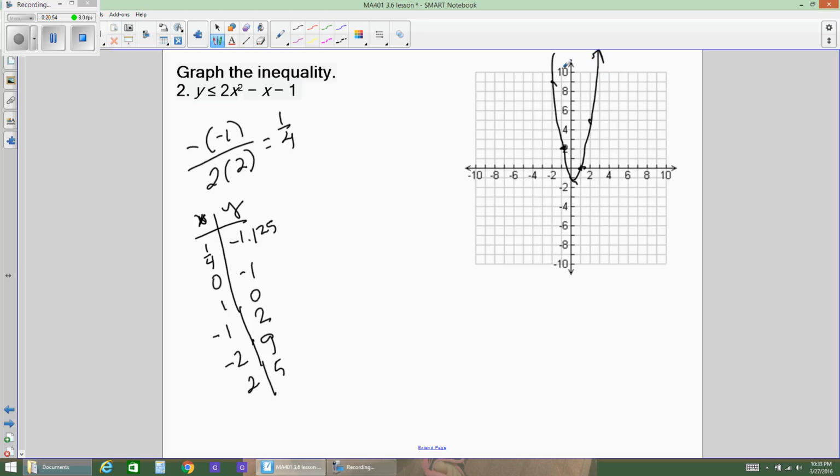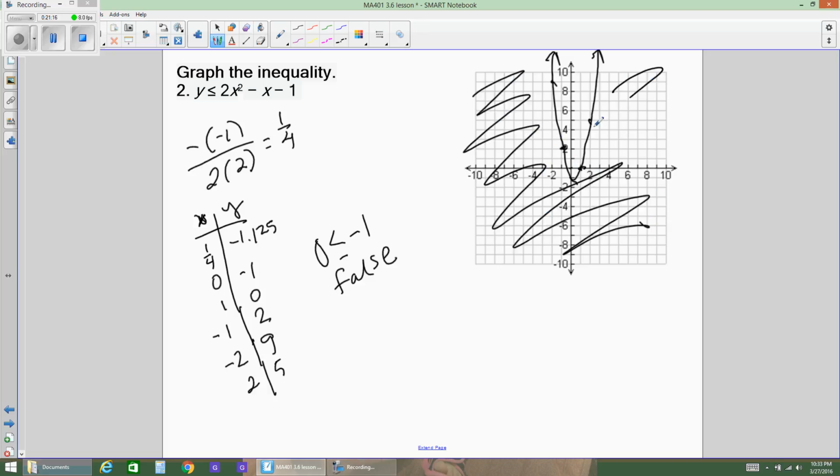And can we use 0, 0? Yes, yes, we can. Plug it in. Y is less than or equal to negative 1. So 0 is less than or equal to negative 1. We know that is false. Since 0, 0 is on the inside, we shade on the outside. So all of these points on the outside of our parabola are our solution set.